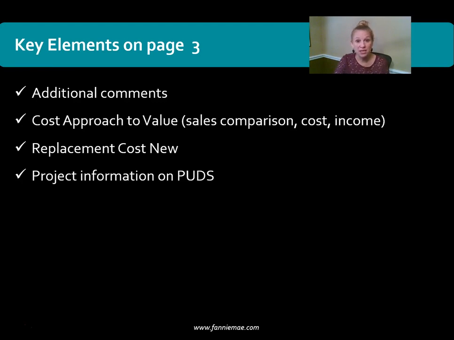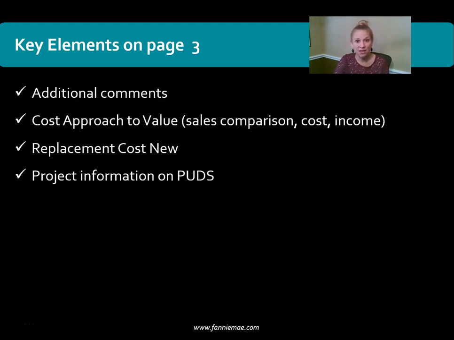You're also going to see the cost approach section on this page, and keep in mind that there are 3 different types of approaches. One being the cost approach, the second being a sales approach, and the third being an income approach. So you're going to find that information on this page.